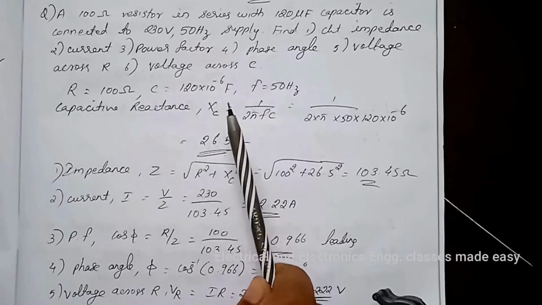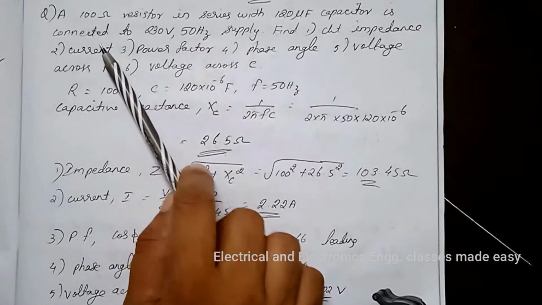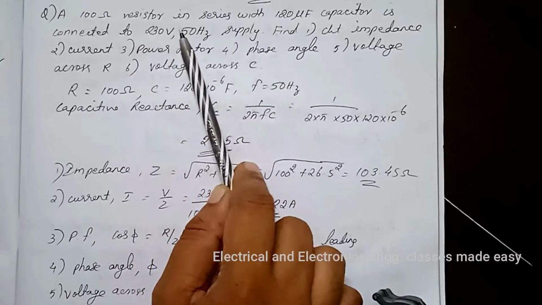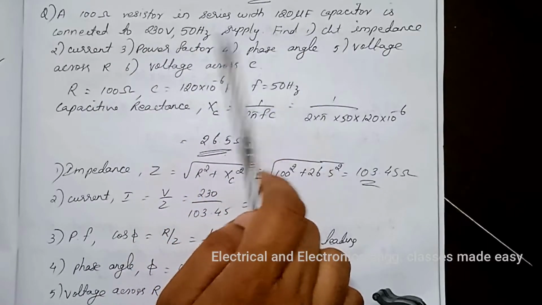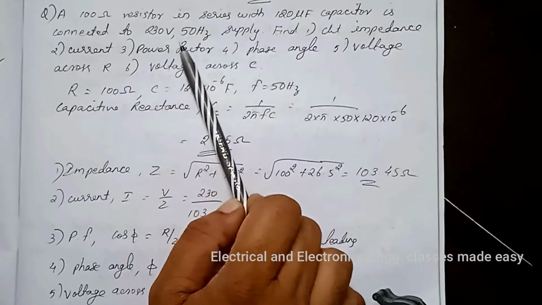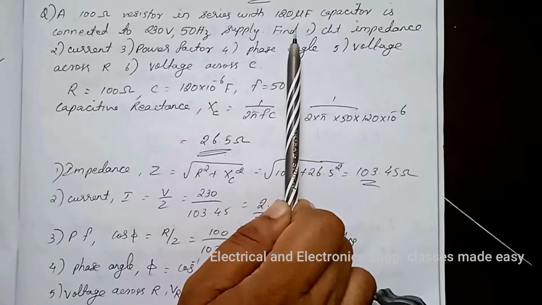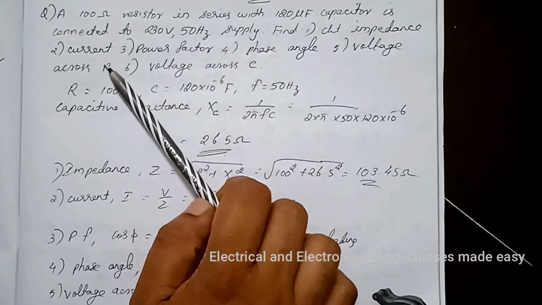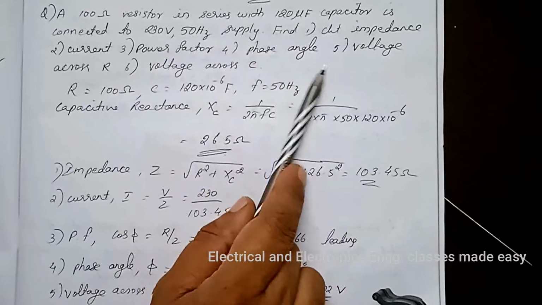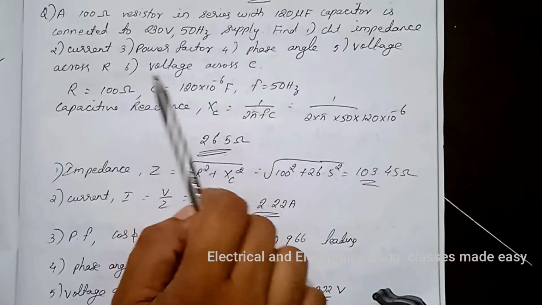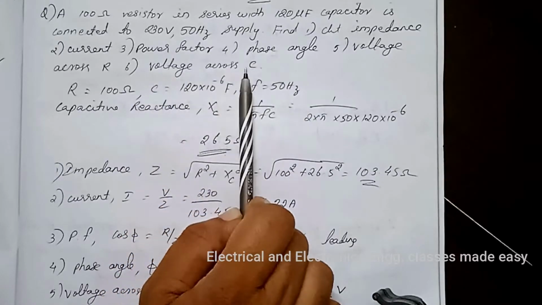Let us go through the problem. A 100 ohm resistor in series with 120 microfarad capacitor is connected to 230 volt 50 Hz supply. Find the circuit impedance, current, power factor, phase angle, voltage across the resistor and voltage across the capacitor.